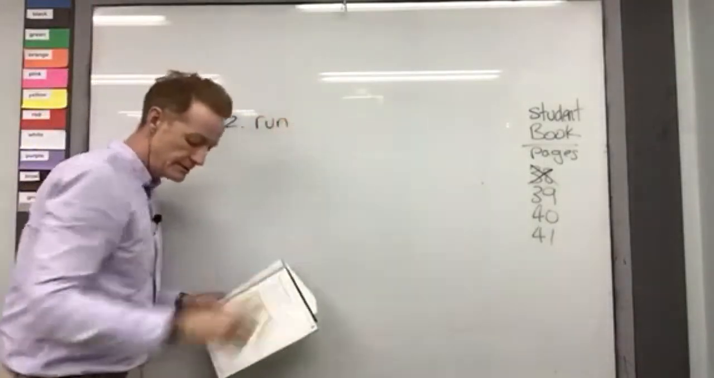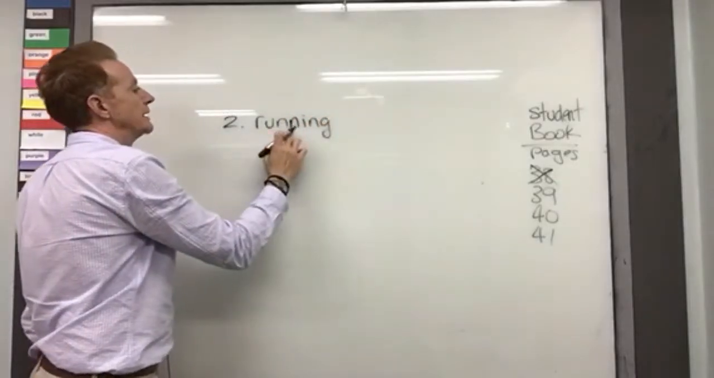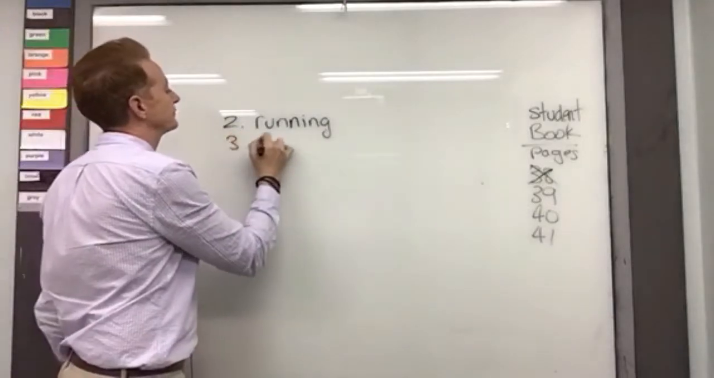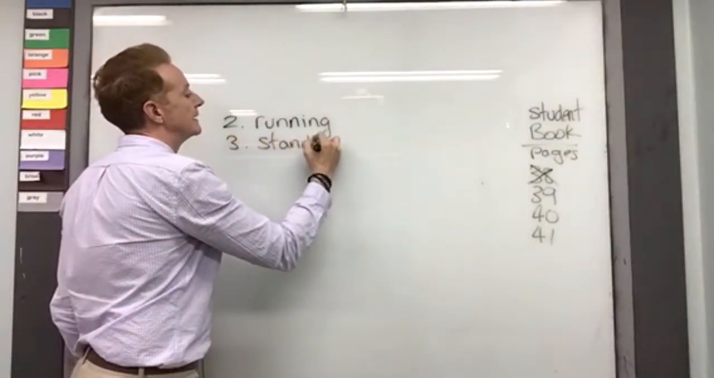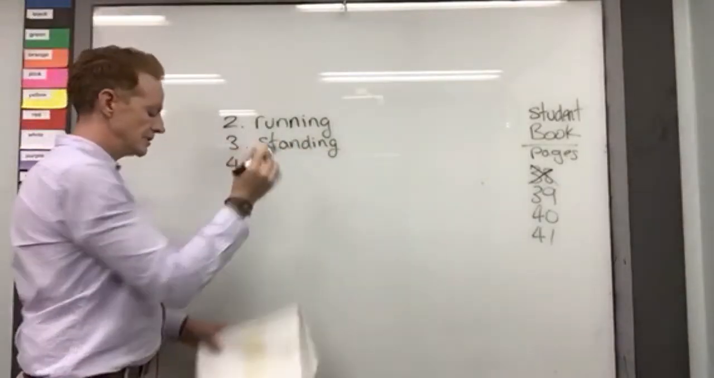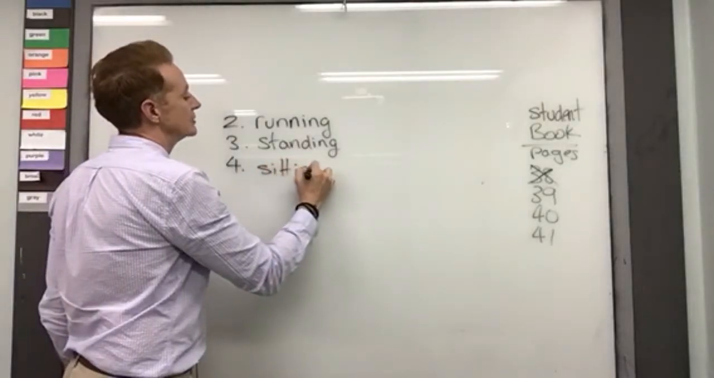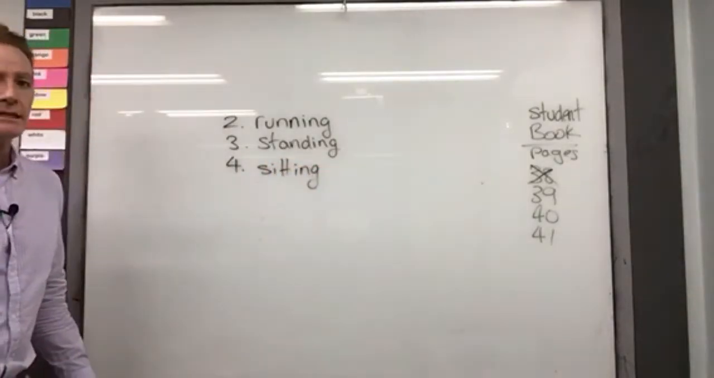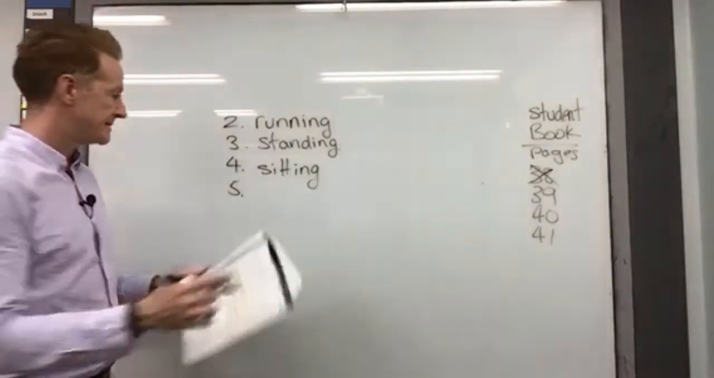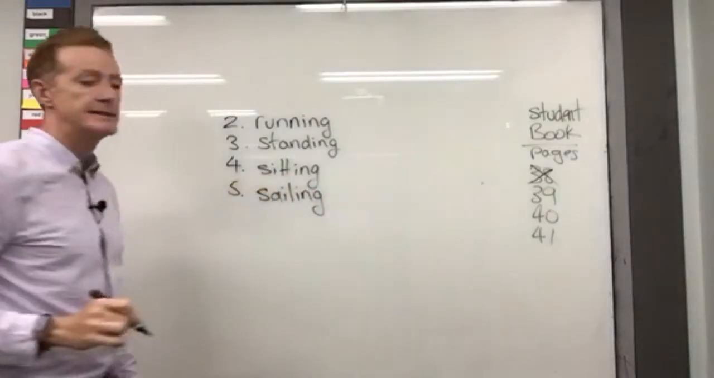How do you spell running? Running has 2 N's, R-U-N-N-I-N-G. Number 3, standing. You just add I-N-G. Stand, standing. Number 4, sit. Sitting, 2 T's. Number 5 is sail. Sailing, you just add ing.